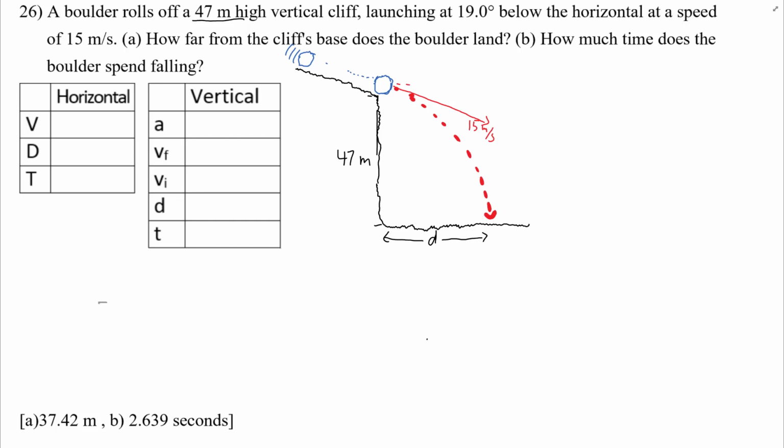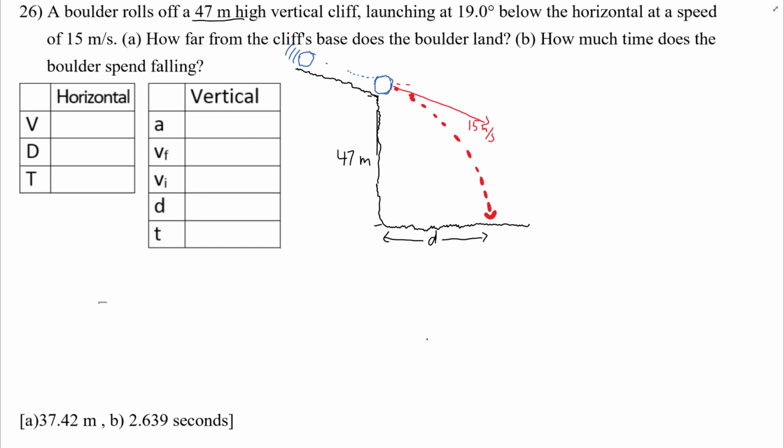This is Physics 11, Projectiles. This is from the Projectile package, page 13, number 26. One of the last ones, and a unique one, it's good. A boulder rolls off a 47-meter high cliff, launching at 19 degrees below the horizontal at a speed of 15 meters per second. How far from the cliff's base does the boulder land? And how much time does it take before it hits the ground once it's launched?